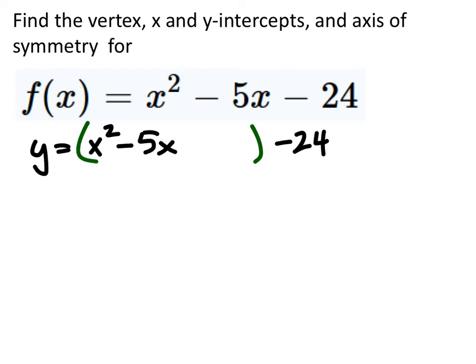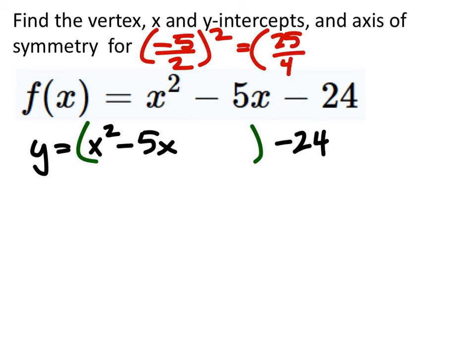Oh, okay. So our b value in this is negative 5. I need to cut that in half and square it. Now I got a fraction in that, so I'm just going to square both the numerator and denominator, which would be 25 fourths. So on this, I'm going to add 25 fourths, but I will also subtract 25 fourths.